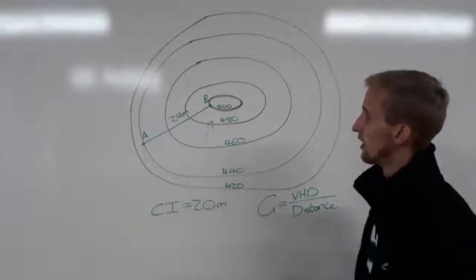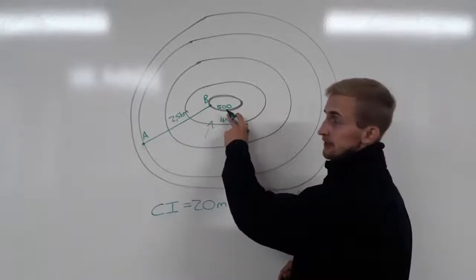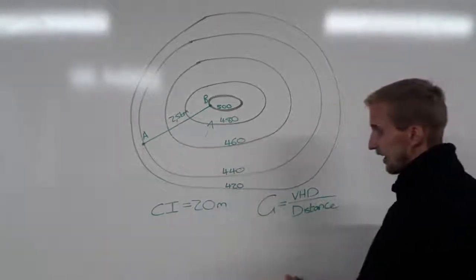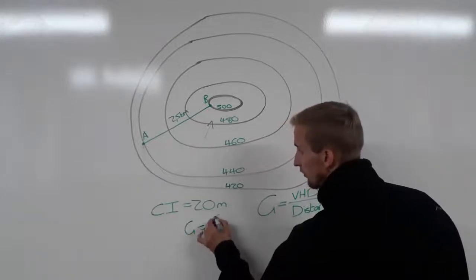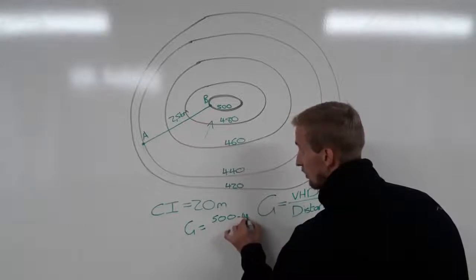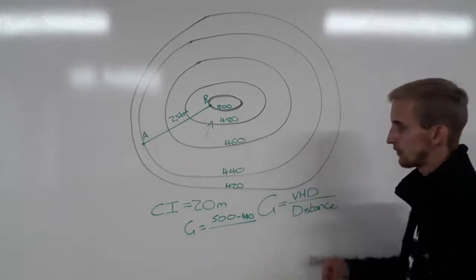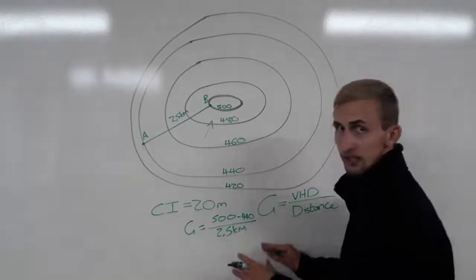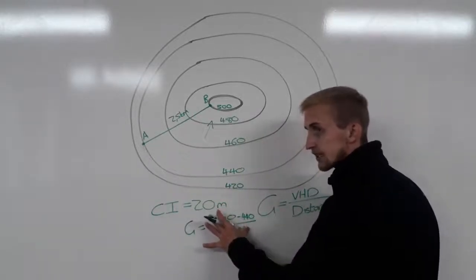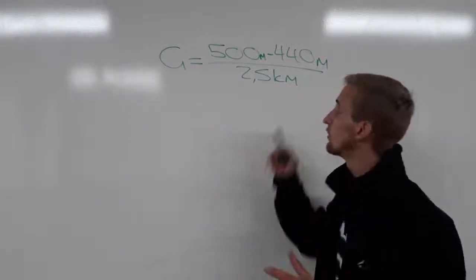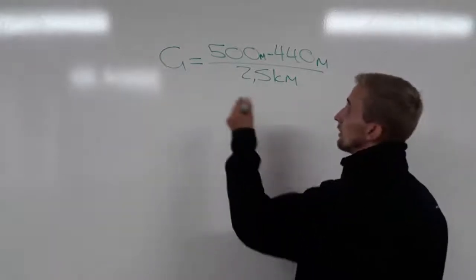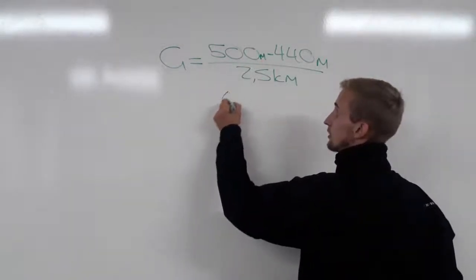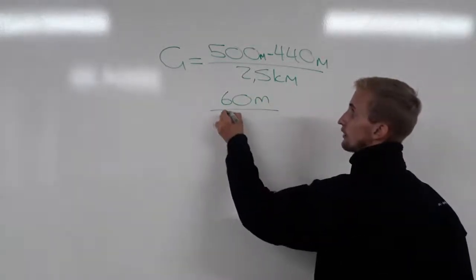Now, point B, I can see the height is 500 meters. Point A, I now know is 440 meters. So I can calculate the gradient and say that the gradient is equal to 500 meters minus 440 meters, over my distance, 2.5 kilometers. Now I work with just this equation. 500 minus 440 is 60, so it is 60 meters over 2.5 kilometers.